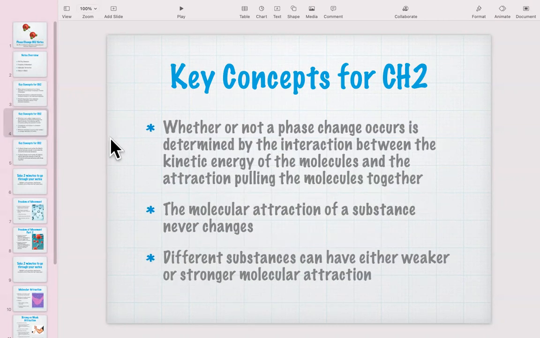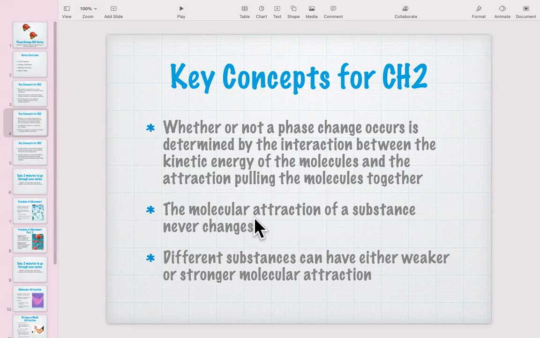Whether or not a phase change occurs is determined by the interaction between the kinetic energy of the molecules and the attraction pulling the molecules together. So what this means is that whether or not you can melt, freeze, evaporate, condense, sublimate, or deposit any sort of substance, it all depends on how fast the molecules are moving and also how strong the attraction is that is trying to hold them together. And that's going to make more sense when we go over what molecular attraction is.